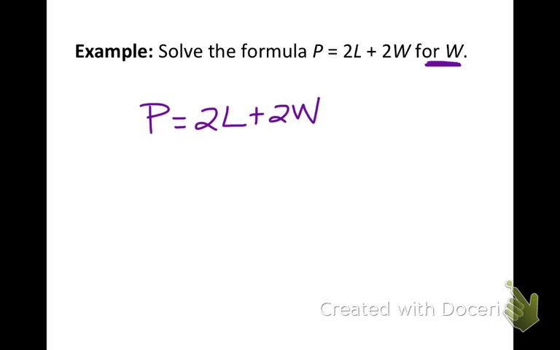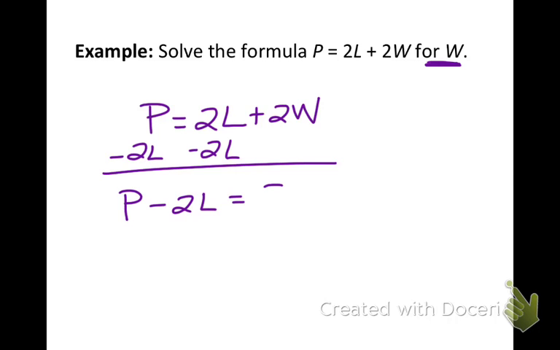So I need to get W all by itself. So I've got a W term here. How do I move this non-W term to the other side? Subtract it. Good. So I'm going to subtract 2L from both sides, which gets me P minus 2L is equal to 2W. What's our last thing to do to get rid of the 2 in front? Divide by 2.